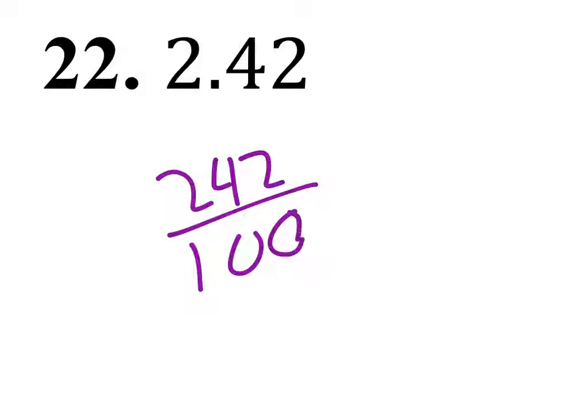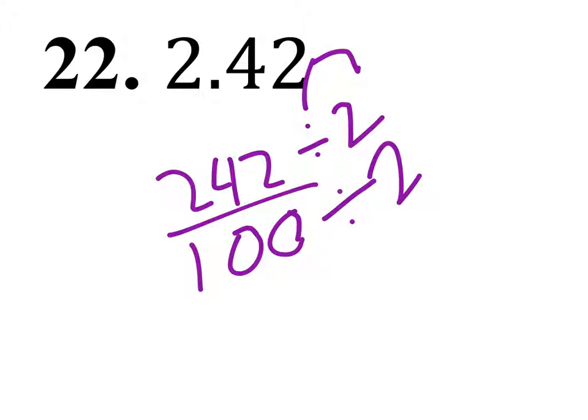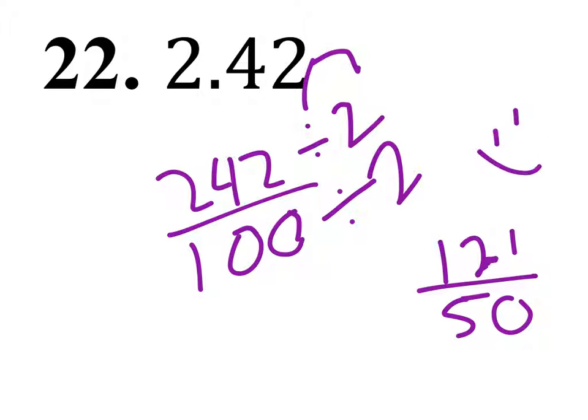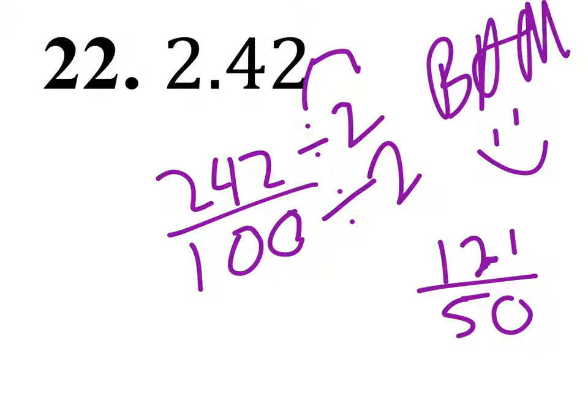It would be 242 over 100. And you can divide these both by 2. And so that would be 121 over 50. Yeah, you wrote it right. We would say it's 121 over 50.